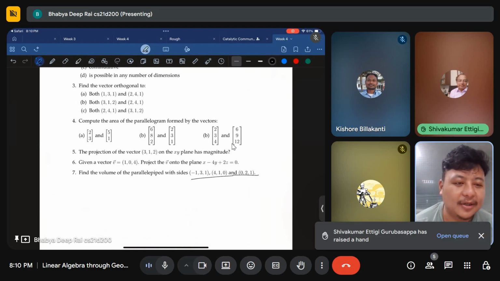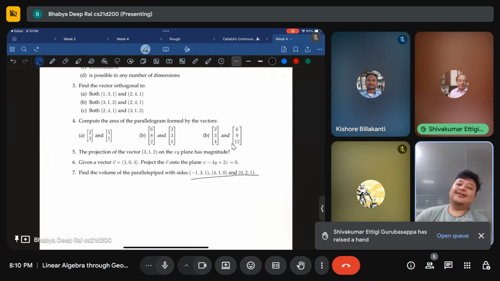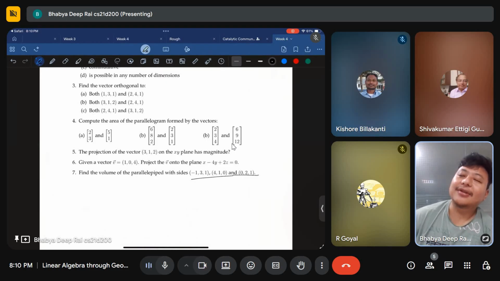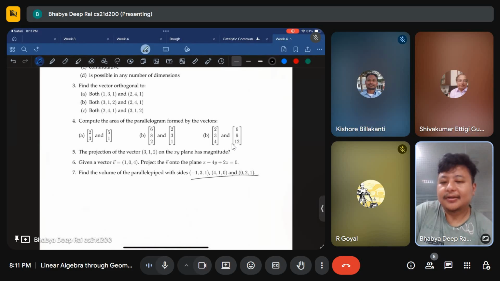Hi, Mr. Shukla. Here the vector v is (1, 0, 4). Since the y component is 0, we can say the vector is lying in the xz plane. Am I right? Yeah, that's right. It's lying on the xz plane.